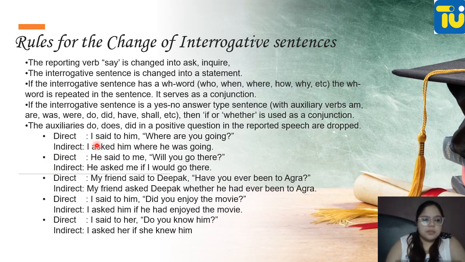Let's look at the examples. Direct speech: I said to him, where are you going? I asked him, said, say, changed to asked him where he was going. You converts to he, are to was going, where remains same, going remains same. He said to me, will you go there? It's a yes no question, so we will not repeat, it will be if. He asked me if I would go there. You changes to I, second person to first person.